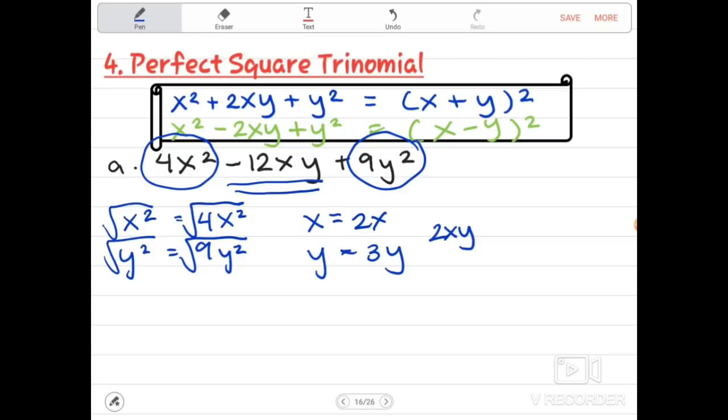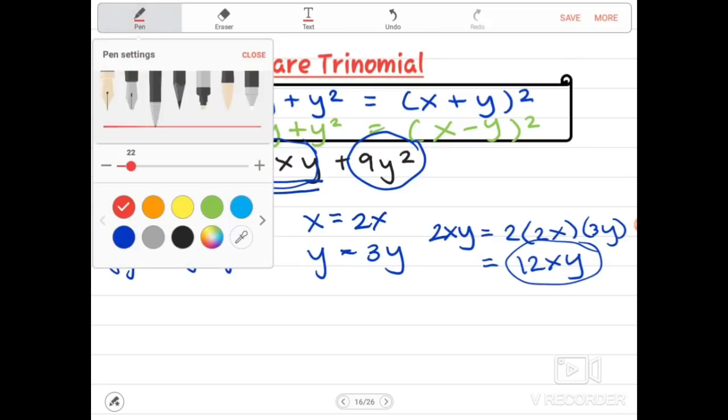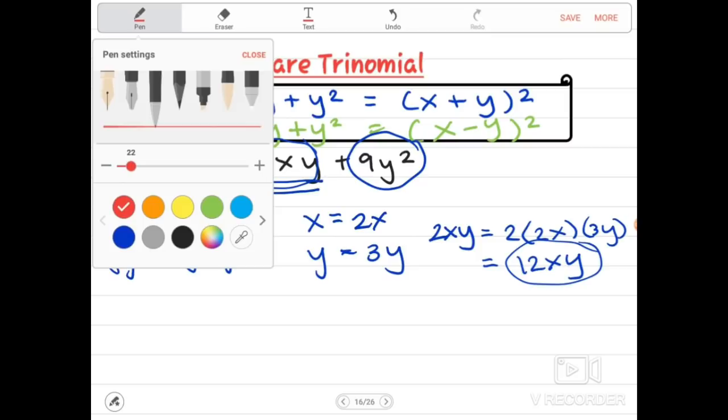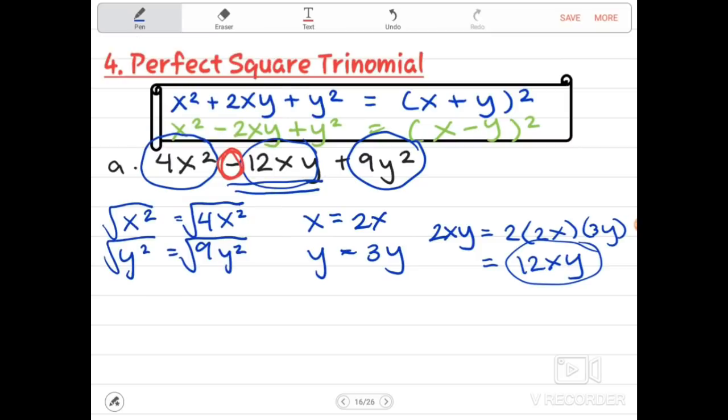So tignan natin. So we have 2 times, ano yung x, 2x, ano yung y, 3y. So 2xy is equal to 12xy. Tignan nga natin, siya ba yung middle term? Ito, parehas siya, 12xy. So meaning, itong problem na to applicable si perfect square trinomial. So paano natin gagawin yan? Titignan nyo lang yung operation sa gitna. Ano ba yung operation sa gitna? Minus. Alin kaya dyan ang gagamitin natin? Yung blue or yung green? Correct. Yung green kasi minus yung gitna.